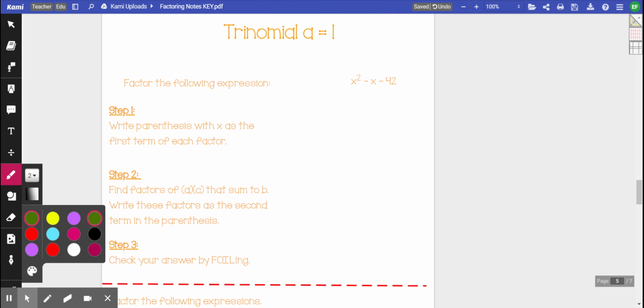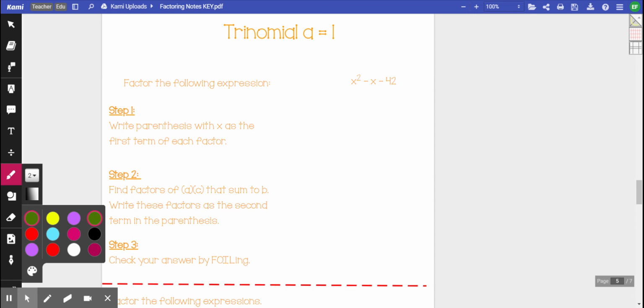Let's talk about one more, a trinomial with a equal to 1. Yes, you can use the exact same method of splitting the middle term that we just talked about, or bottoms up still works. The only condition here really is that a is equal to 1, and 1 times anything is, well, just that value. So we really don't even need that step. All we have to do is look at the c.